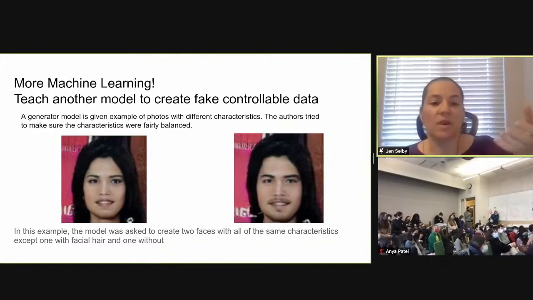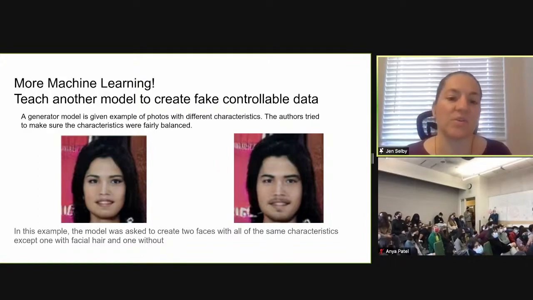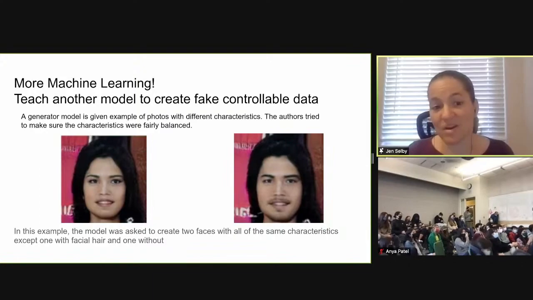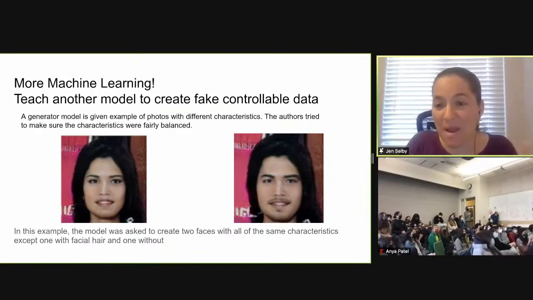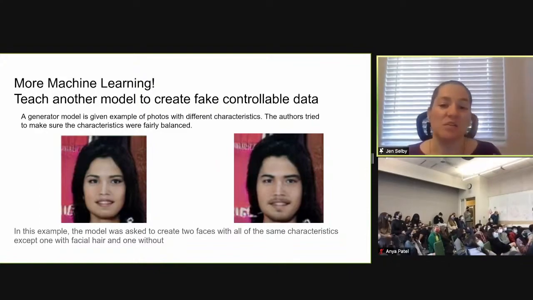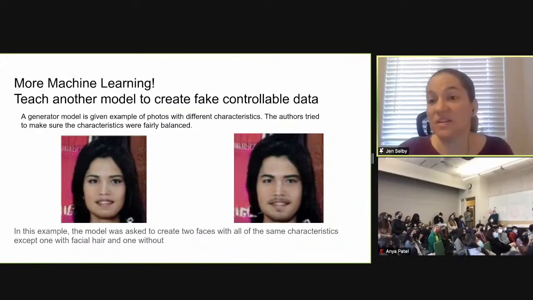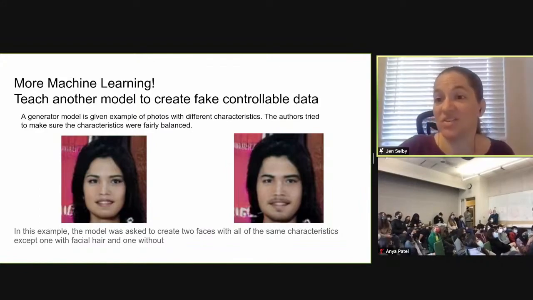So here's just an example of something that their generator did. They asked their model, create two faces with all of the same characteristics, but one has facial hair and one doesn't. So you see, I think, at least for this example, it did pretty well. I would probably guess that these two people were related. And so what this shows is that you have something where you can start to manipulate individual characteristics and then see, does changing just that characteristic change the answer when it shouldn't.